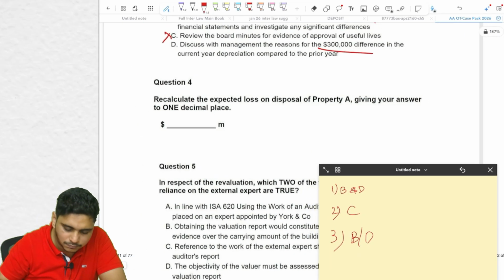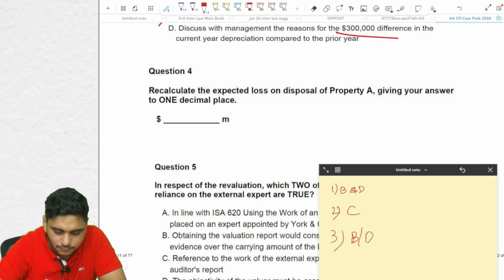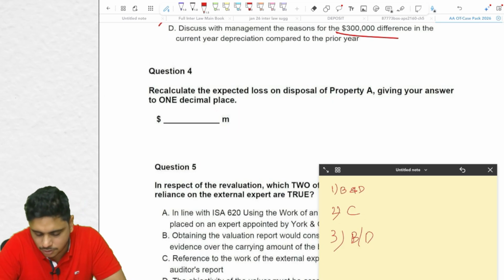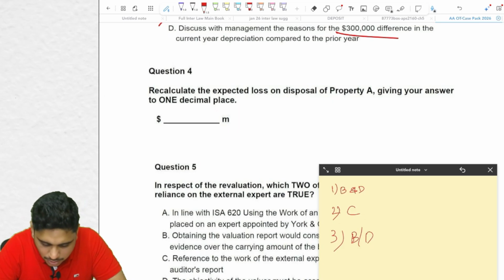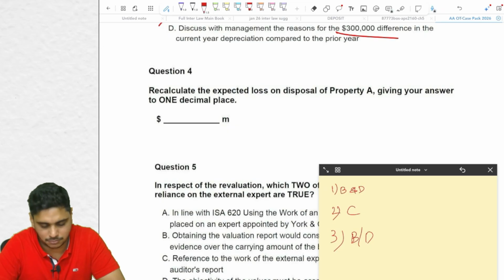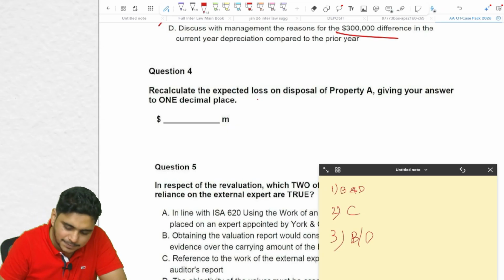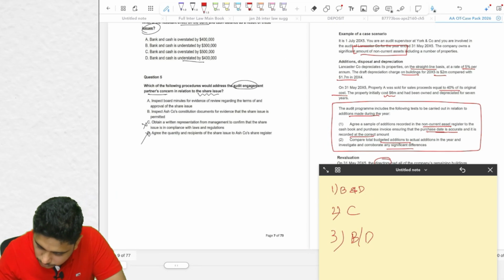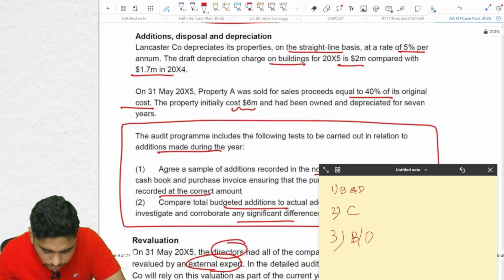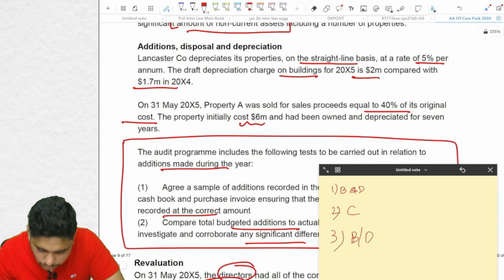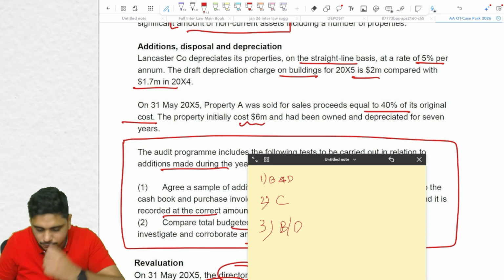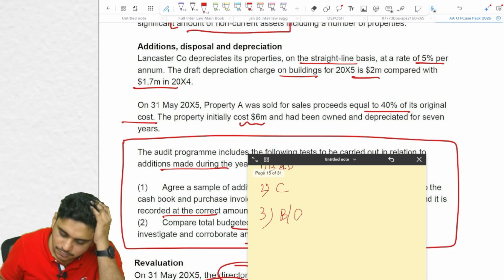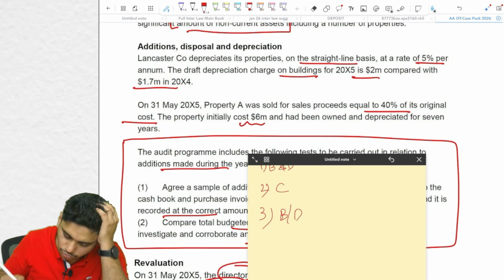Fourth, recalculate the expected loss on the disposal of property A, giving your answer to one decimal place. Okay. Expected loss on selling of property A. So here they have not given any option. Here we are supposed to calculate. So you calculate, I also calculate.